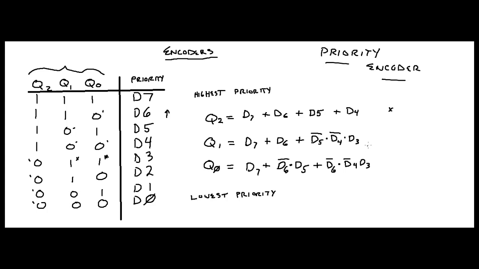What about D2? Well, for D2, all we have to worry about is, where's my thing here? There it is. All we have to worry about is Q1. So it's going to be or, let's continue this. It's going to be D5 bar and D4 bar and D2, right?